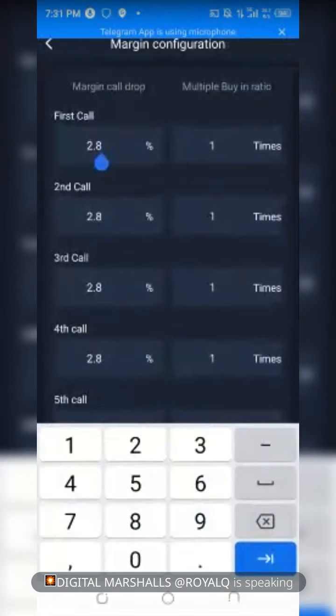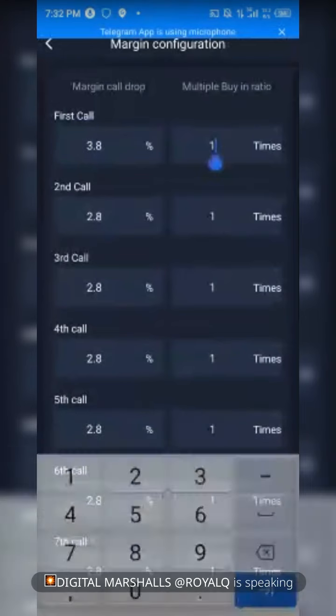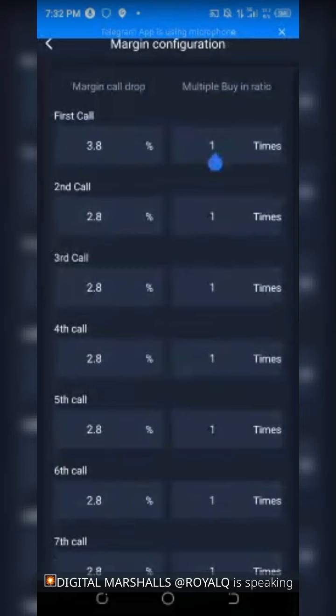So you're going to edit it. Okay. So my margin configuration, the first call, I make it 3.8, one time. So this 1 time you see here means that the first buy-in amount, which is $20, multiplied by this 1, it will be what? $20 times 1 is equal to what? $20, plus the first buy-in amount, which is that $20.